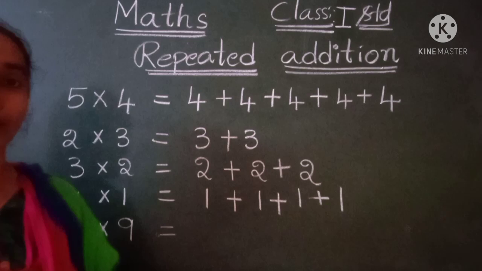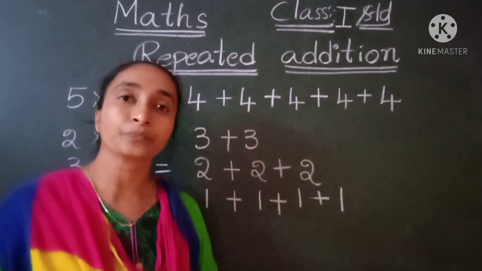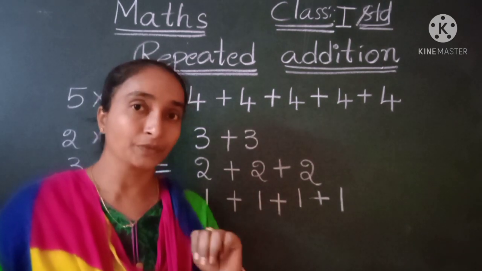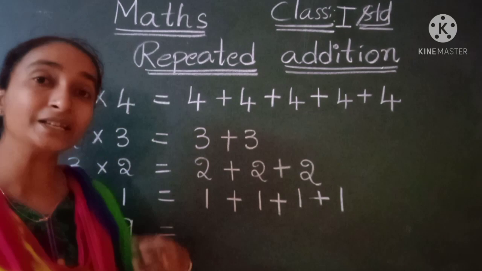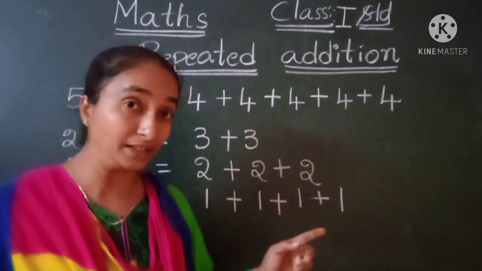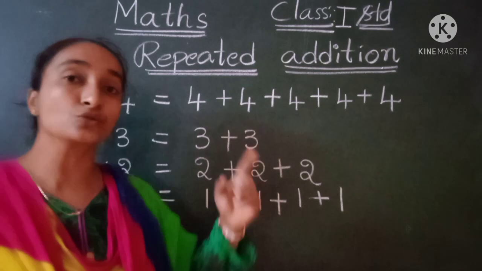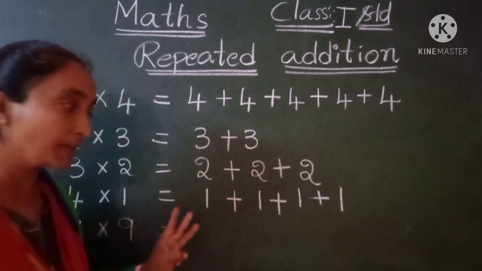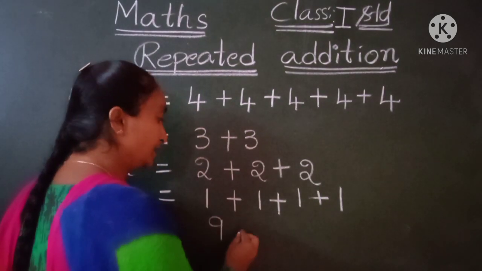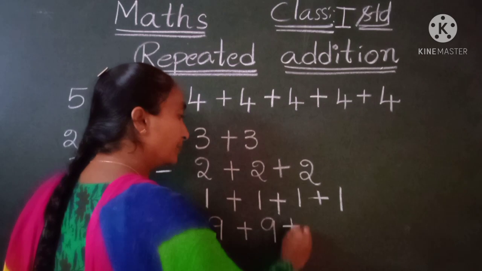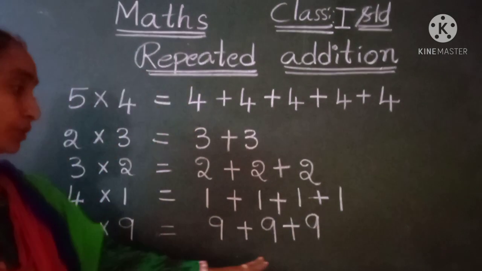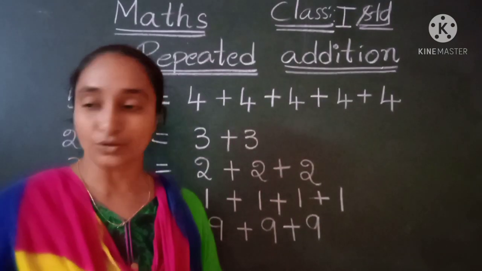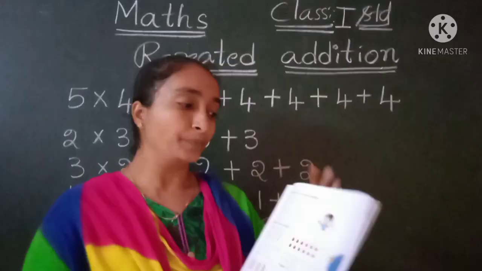Now let us see 3 into 9. 3 into 9 means, how many times? 3 times. So 3 groups. We have 3 groups, and in each group how many are there? 9 is there. The second number, 9, they have given. So 9 should repeat for 3 times. So here we can write 9 plus 9 plus 9. So 3 groups into 9. So 3 into 9. Here we have completed these examples, children.